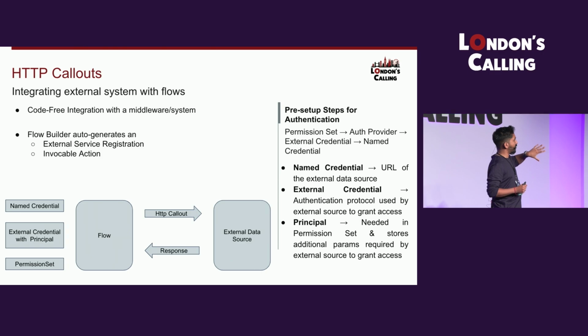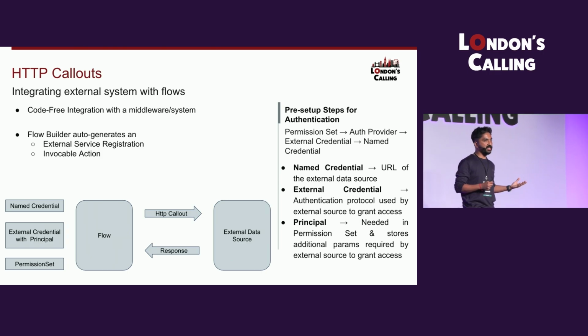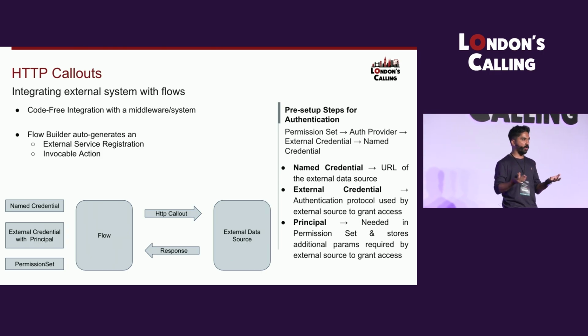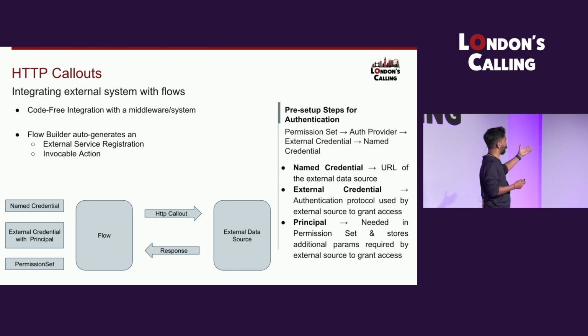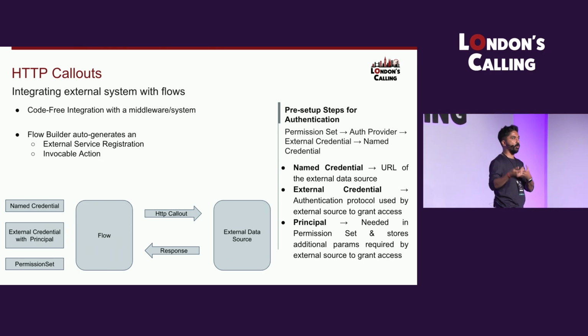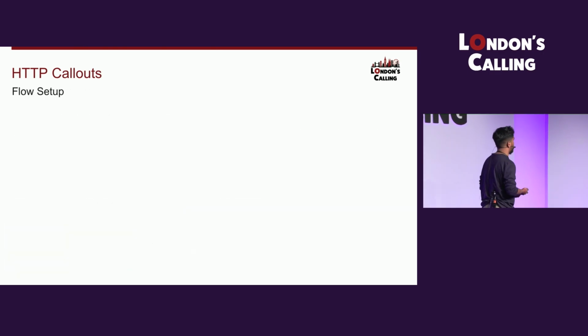There are very edge case scenarios where you can't use a name credential. In that case, you have to go with a code approach or a custom logic approach. In that situation, for now, the flow, when you create an HTTP callout, asks for a name credential, so you have to go with a custom option.